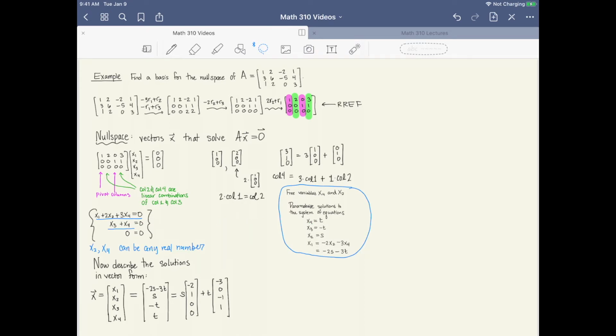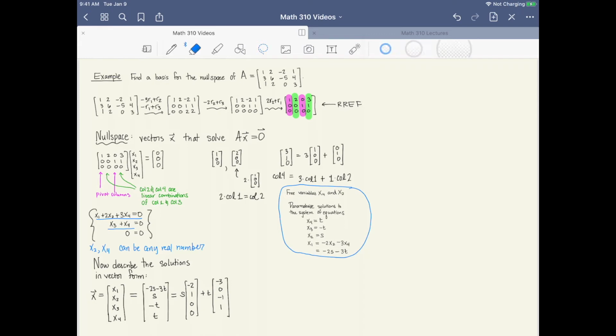Now I'm going to split these up. I want to pull out an s and I want to pull out a t like it's a scalar. S is multiplied times minus 2, 1, 0, 0. And t is multiplied to the vector minus 3, 0, minus 1, 1. This is a way of writing this vector as a linear combination, where s and t are the scalars.